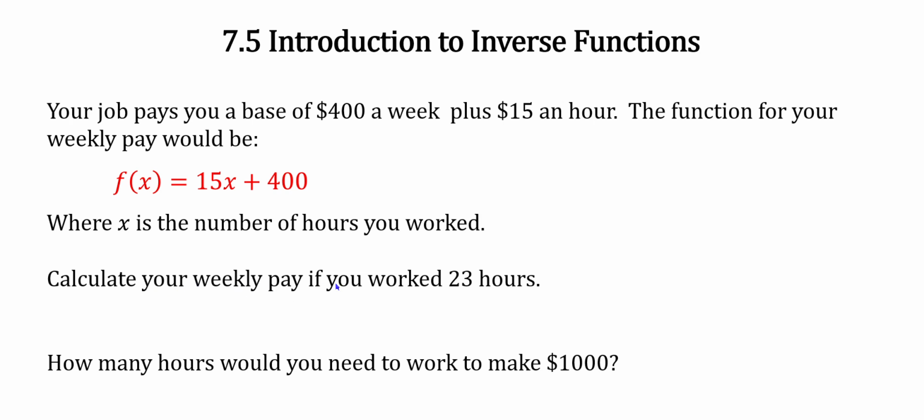So we're going to calculate your weekly pay if you work 23 hours. We put in 23 for x. f(23) = 15 times 23 plus 400. That's going to be $745.